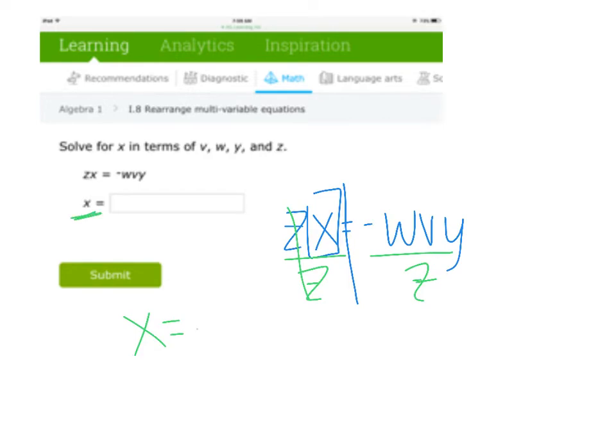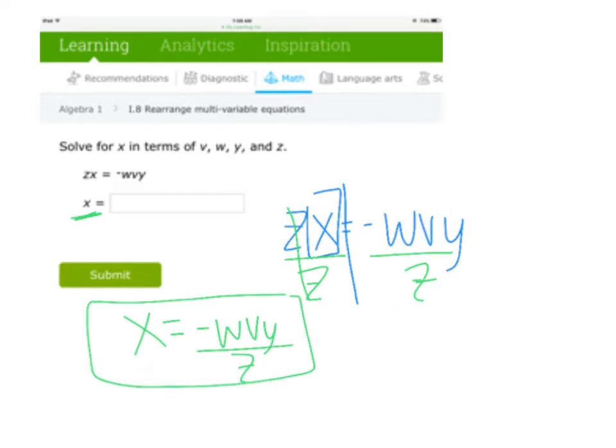So you would type in negative wvy over z. When you go to type this in, it will pop up that you can use a fraction button to enter that.